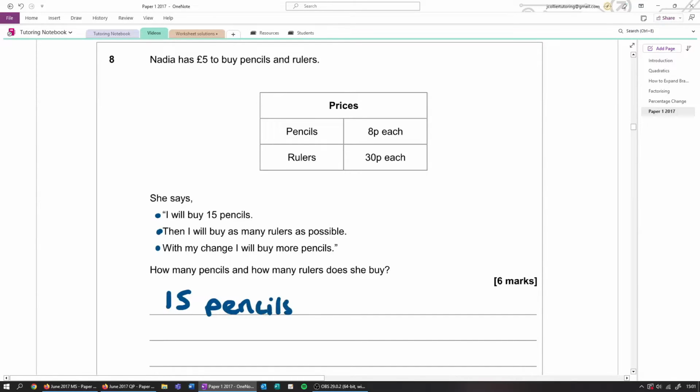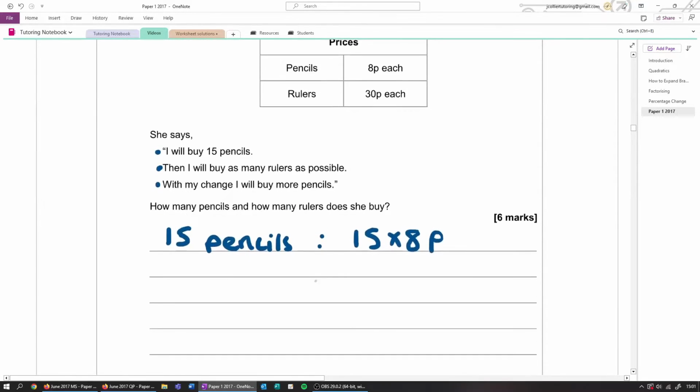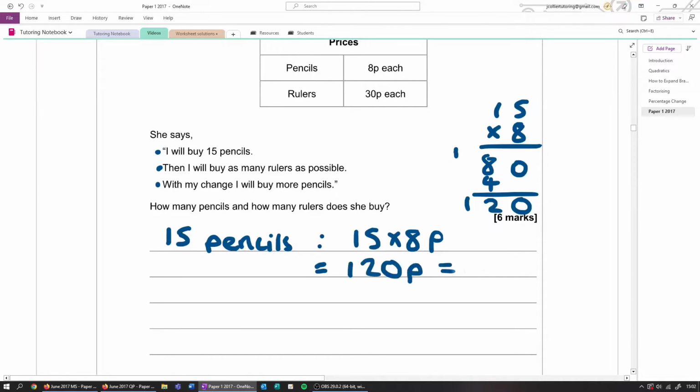Well, if each one is 8p, this will cost 15 times 8p, because we're buying 15 8p pencils. Now, let's do 15 times 8. We'll do it up here to save us a bit of space. 8 times 5 is 40, and then 8 times 1 is 8. So the answer here will be 0, and then 8 plus 4 is 12. Move the 1 up here, so it will be 120p, which is also known as £1.20.